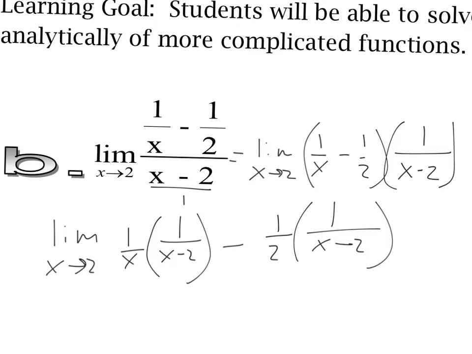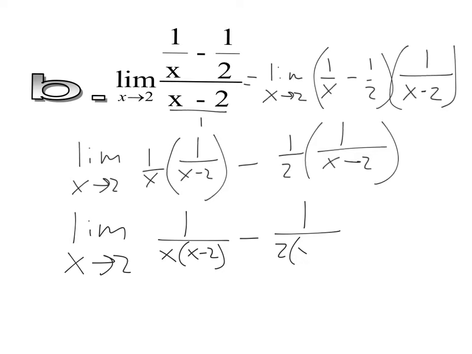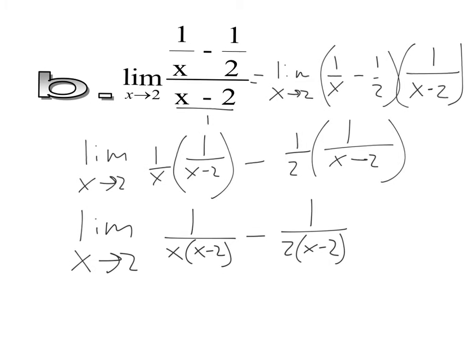Okay, well, we can clean that up a little bit more. That's the limit as x approaches 2. So 1 times 1 is just 1. And then on the bottom, let's leave it in factored form because we're going to get common denominators in a second. So on the bottom, I would just have x times x minus 2 minus 1 over 2 times x minus 2.